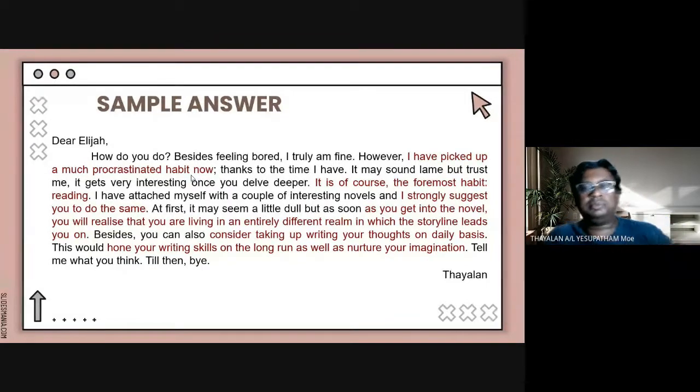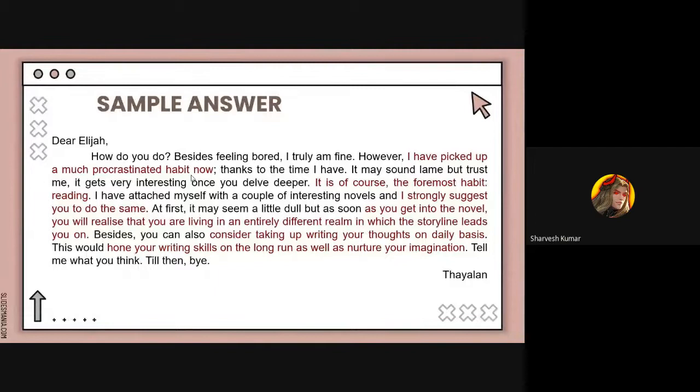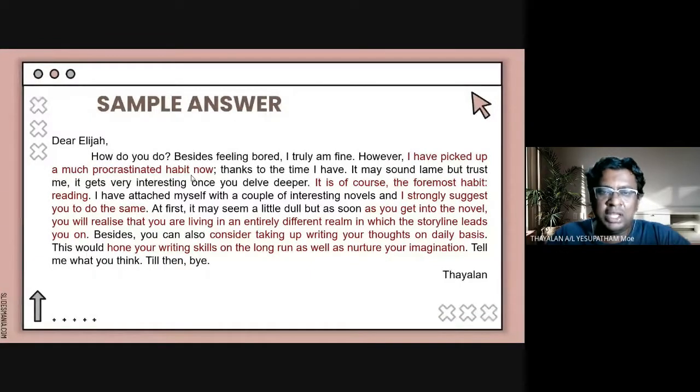Continue. At first, it may seem a little dull, but as soon as you get into the novel, you will realize that you are living in an entirely different realm in which the storyline leads you on. So here you are giving an insight of how interesting it would get if you were to carry on with the hobby. Continue.